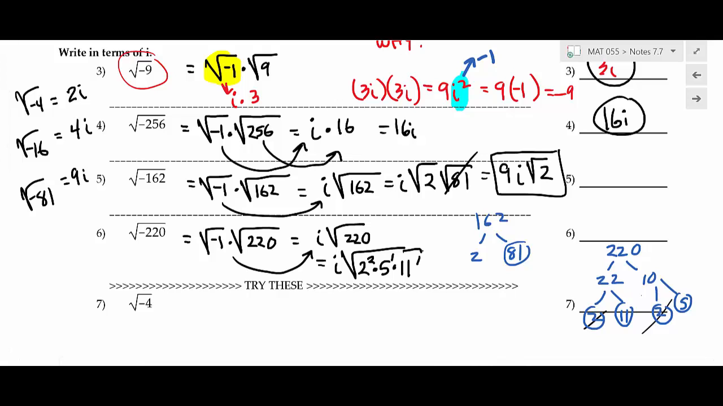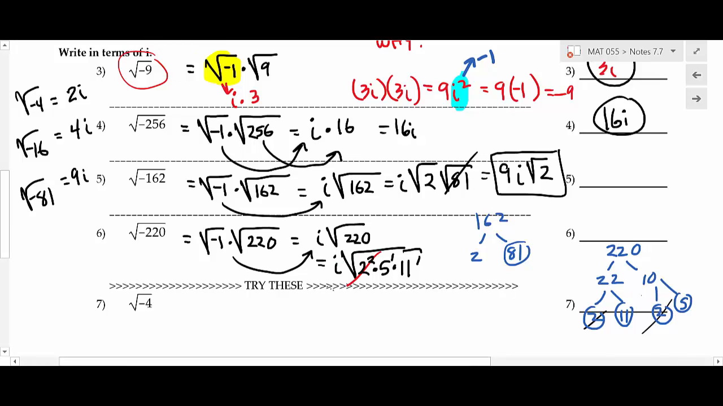Now, we've been doing this for a while now, so tell me what comes out of that radical. 2 to the second. Why do the 5 and 11 stay under there? Exponent's too small. 1's less than 2. So when you take the square root of 2 to the second, what do you get? Itself, 2.